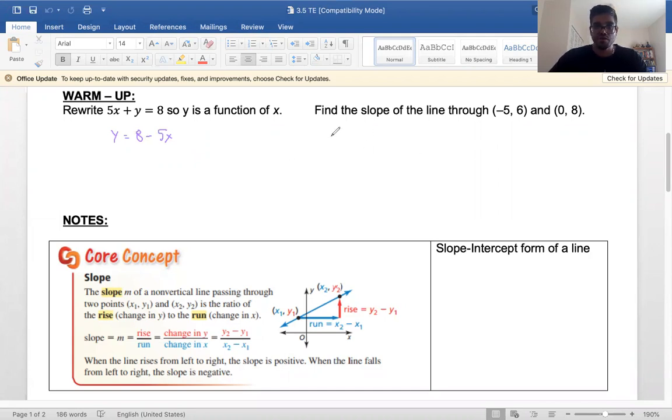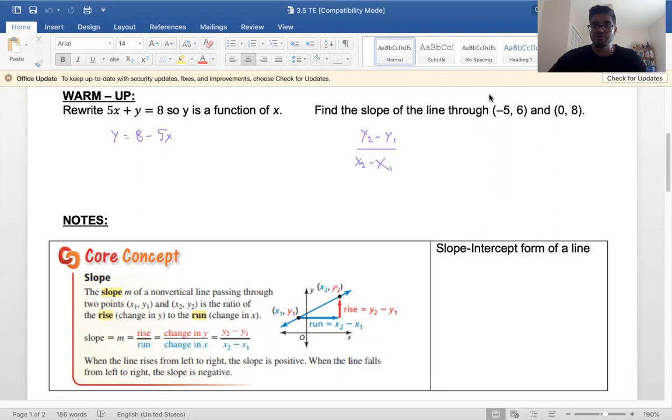And another quick reminder, what does slope represent? It's the change in y over the change in x. We also write that as rise over run: how much are we changing in our vertical direction versus how much are we changing in our x direction. And so we write that as y2 minus y1 over x2 minus x1.